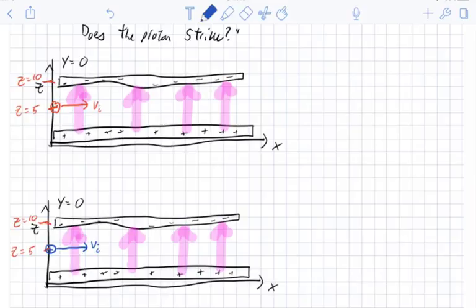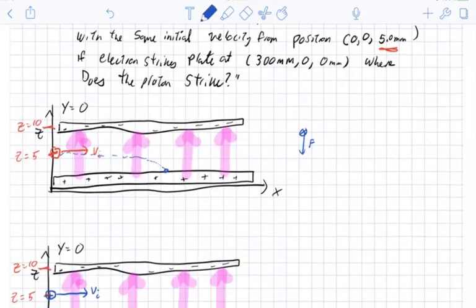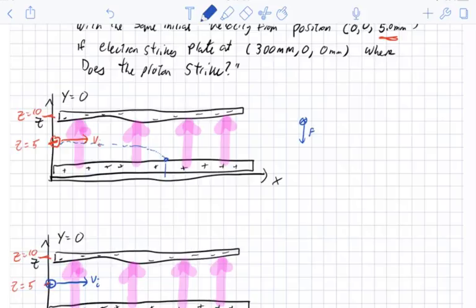So the negative charge is going to feel a force pushing straight down, right? And we're told that this is a uniform electric field, which means that it's going to feel the same force throughout. So it's going to follow a projectile motion, kind of like gravity does. And it's going to end up at some point there. We're told that it ends up at point 300 millimeters. So that's at location 0.3 meters. That's where it hits.